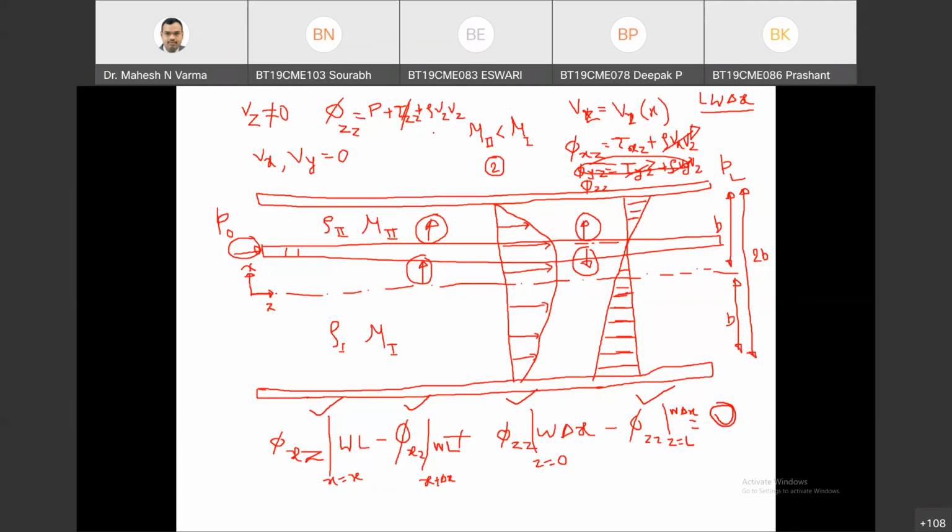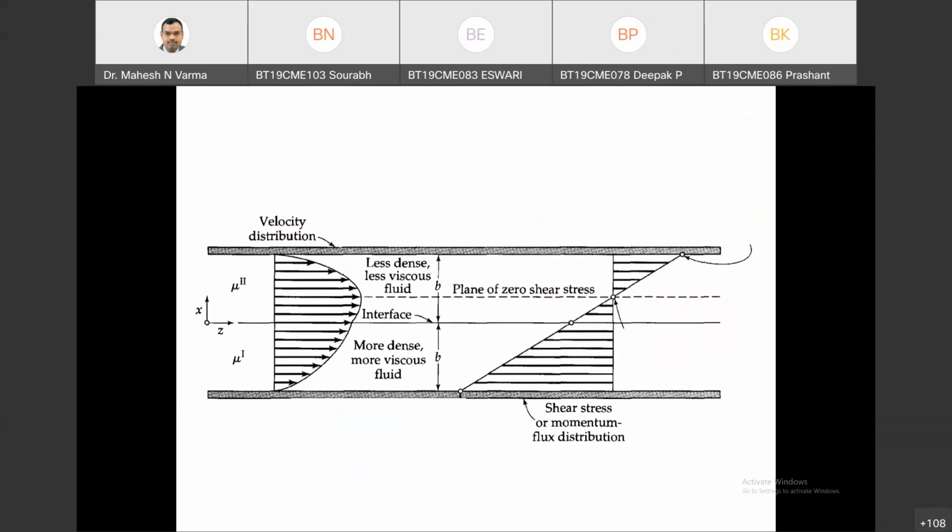So is everybody getting this momentum transfer? This is what we have discussed. This will be a plane of zero shear stress. So here it will be positive, here it will be negative. This positive sign indicates shear stress in the positive x direction, and this negative sign indicates shear stress in the negative x direction. The origin is taken here.